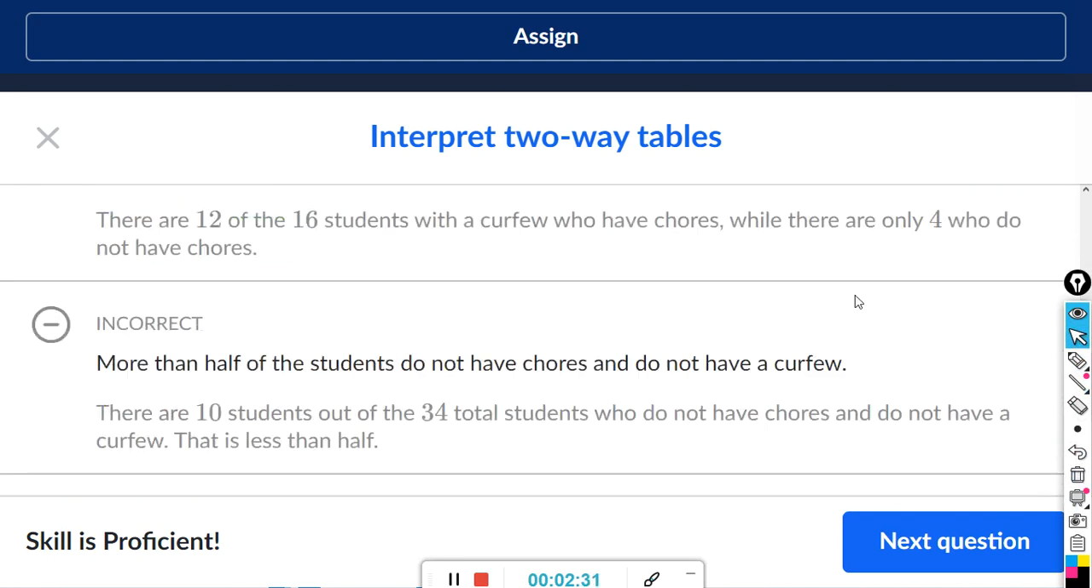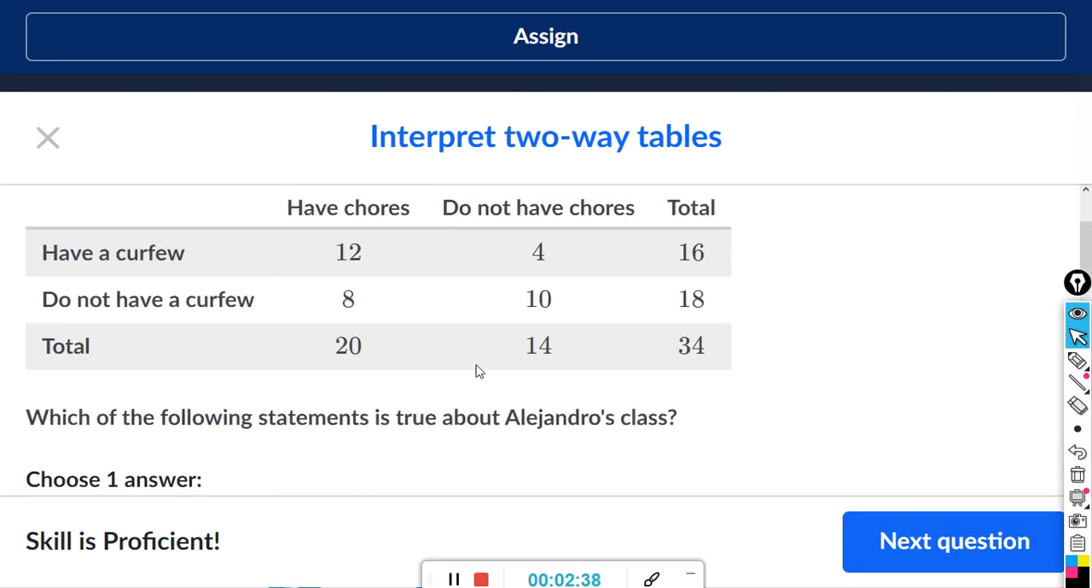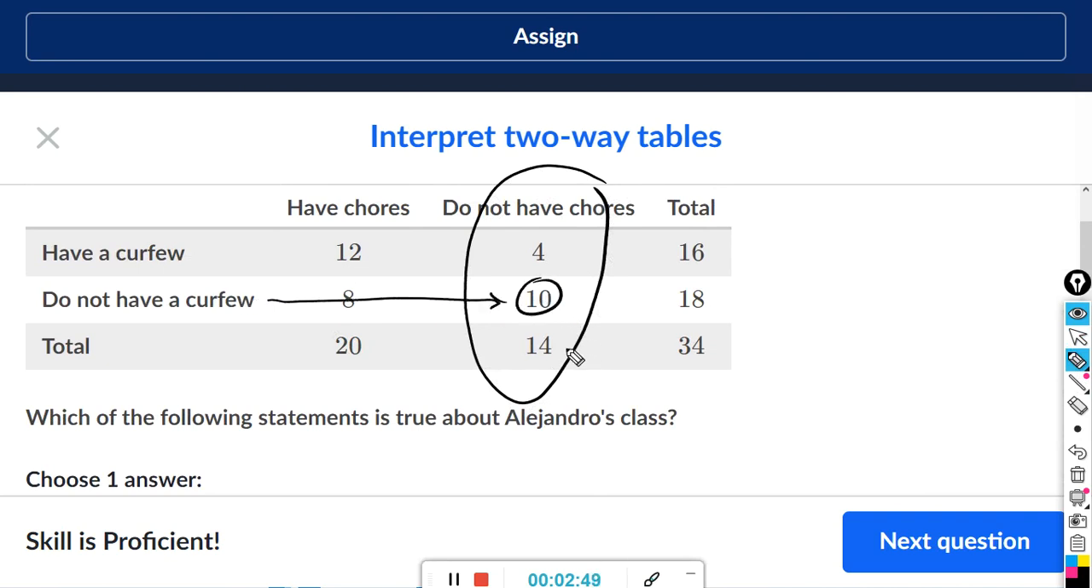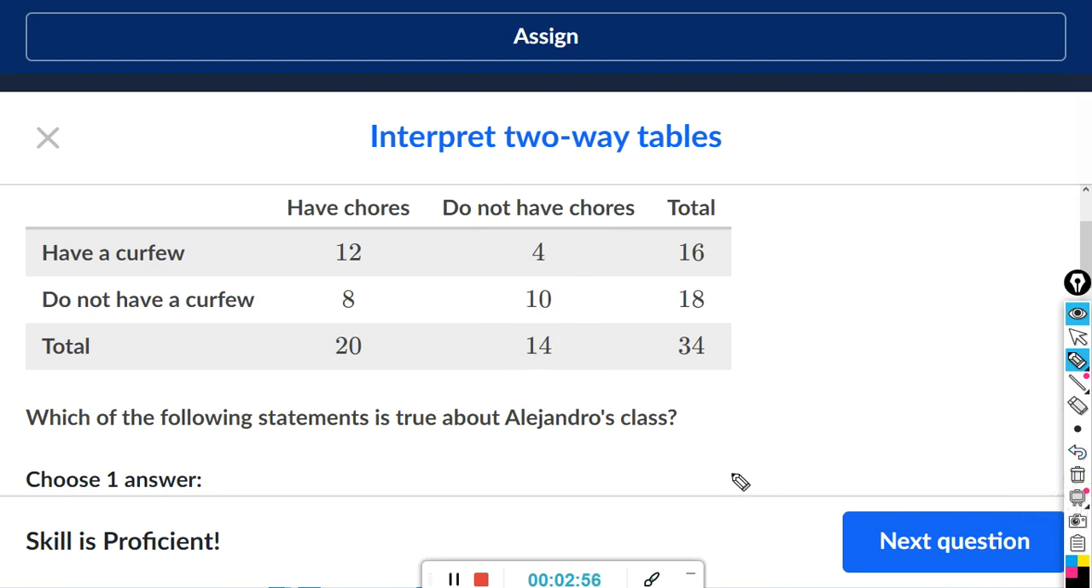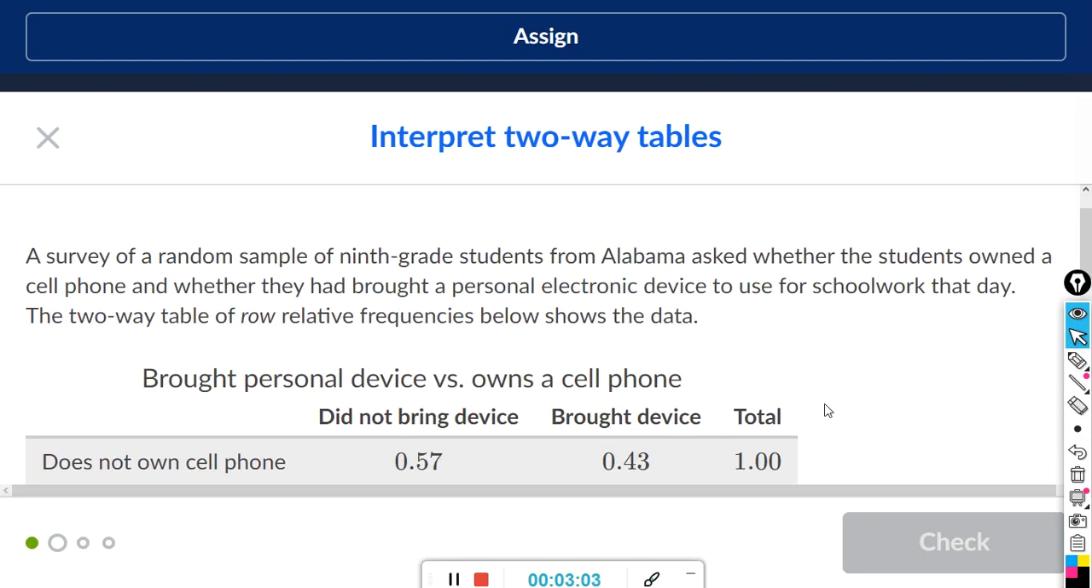And just checking answer D. If a student does not have chores, it is most likely that they have a curfew. Okay? If the student does not have chores, this column right here, it's most likely that they do not have a curfew because that'll be 10 out of 14 instead of 4 out of 14. So D is also incorrect. Most of these you don't really need to read.